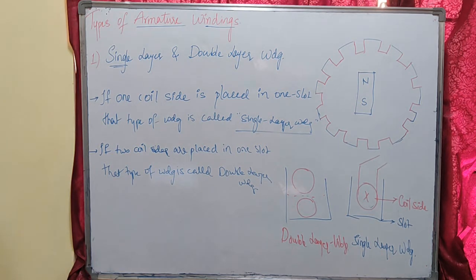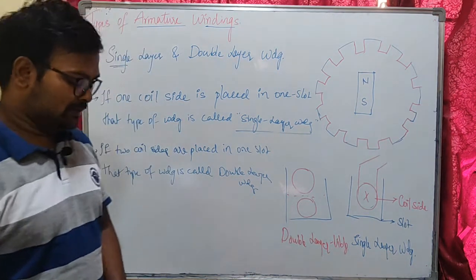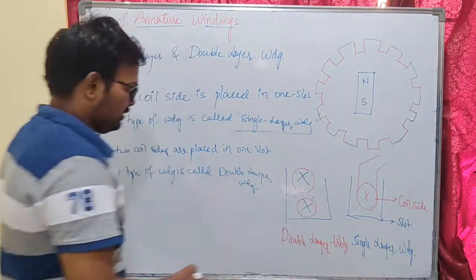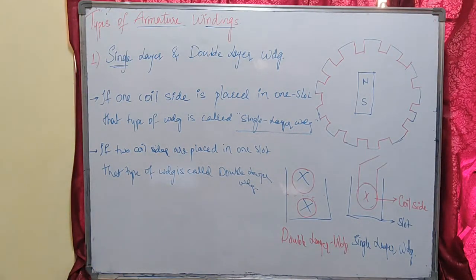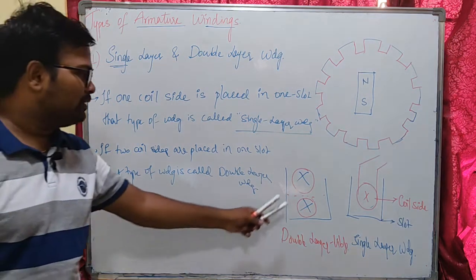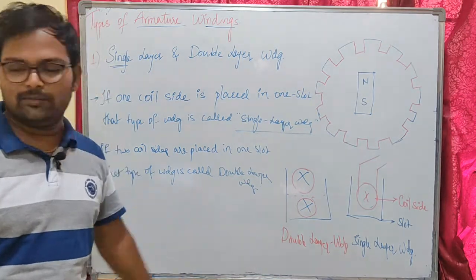Single layer winding is nothing but if a slot consists of only one coil side, the winding is said to be a single layer winding. You can see here, this is my single layer winding. If the slot consists of two coil sides per slot, one at the bottom and one at the top, the type of winding is called double layer winding. Here you can see one at the top, one at the bottom. This is called double layer winding.